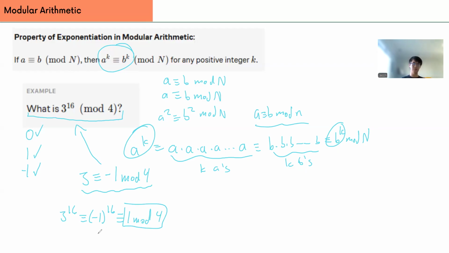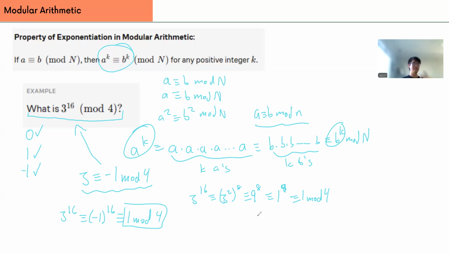The second way that you can do this question is you can notice that 3 to the 16th is congruent to 3 squared to the 8th, right? Or congruent to 9 to the 8th, right? And we know 9 is congruent to 1 mod 4. So we can substitute 1 in for 9, that is, right? So it's 1 to the 8th, which gives us 1 mod 4, right? So there are two different ways.